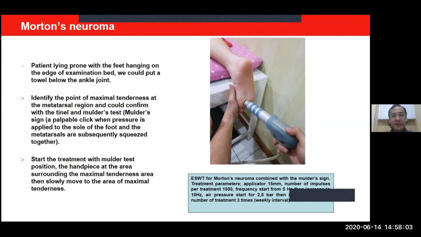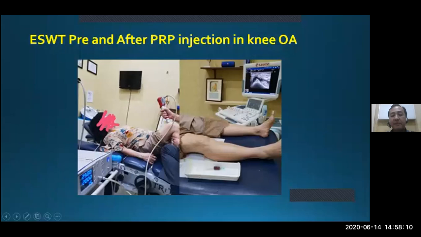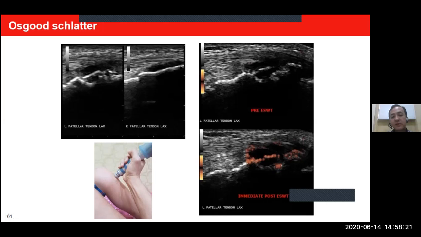I do the shockwave pre and after injection, PRP injection in the knee OA. I put the patient's knee like this, flexed, and then I treat from here. This is for the auscultation classes. I perform the ultrasound first to make the precise diagnosis here, and then I put the top. This is the shockwave. I treat based on the ultrasound findings here.